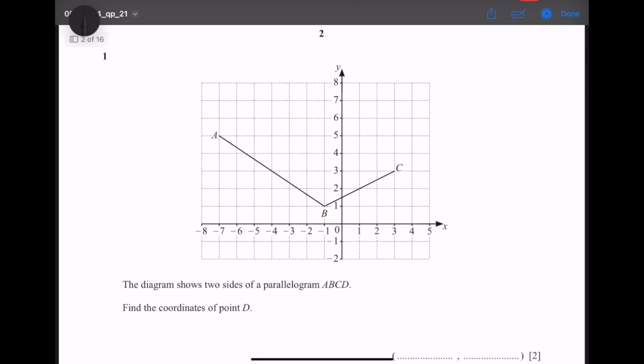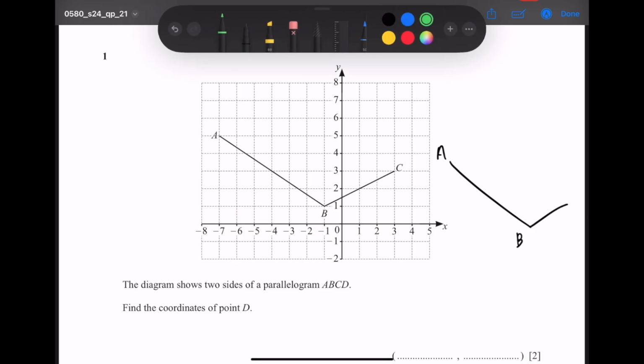Question 1. The diagram shows two sides of a parallelogram ABCD. Find the coordinates of point D. So if we have the lines AB and BC, the line AD should be such that it is equal in length and parallel to BC. And the line DC should be such that it is equal in length and parallel to AB.